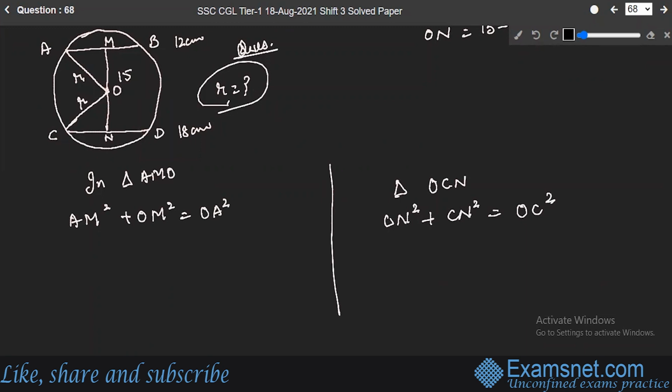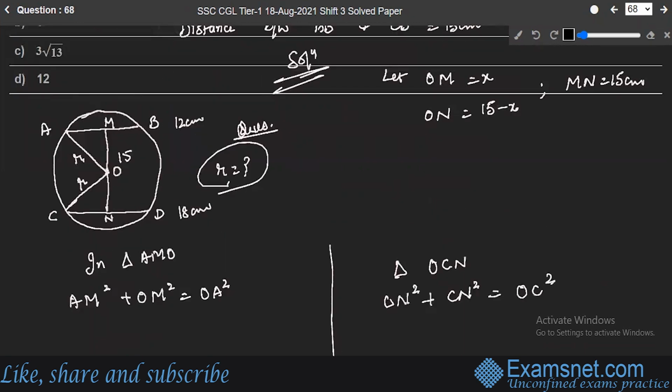See, you are given AB is equal to 12. Okay, now let's solve this thing also. You are given AB is equal to 12. Therefore, AM is equal to MB. First of all, this is why? Because perpendicular from the center of the circle bisects the chord.